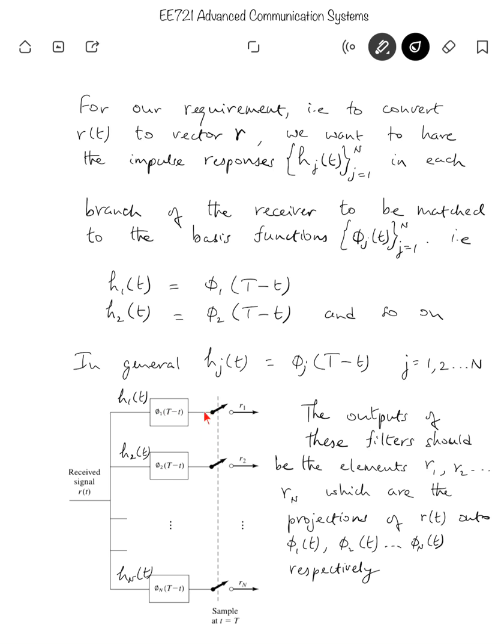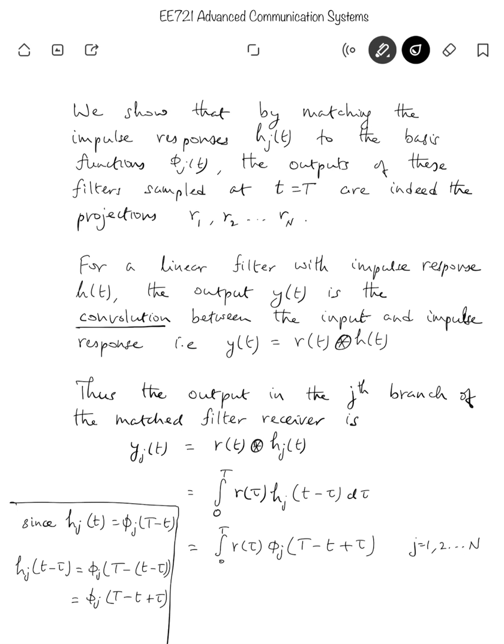So what would be the output of the filters? It will be the convolution of this signal r of t with the corresponding impulse response. So let us see what happens when we compute the convolution between the signal and the basis function. So the output is simply going to be the convolution between the input signal R of t, which is basically the received signal, and the corresponding impulse response in that branch. So y1 of t would be R of t convolved with h1 of t, and so on.